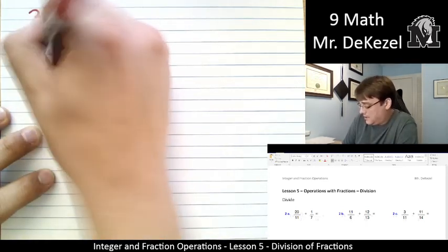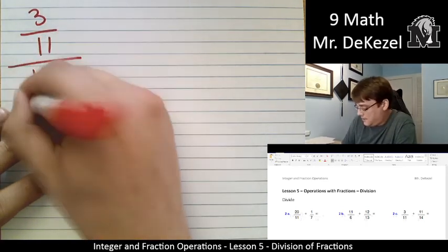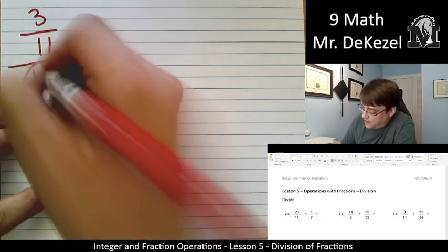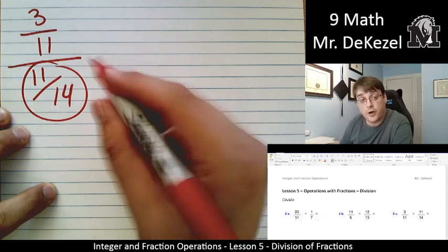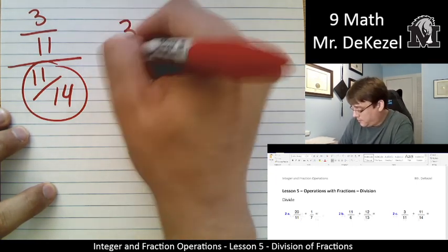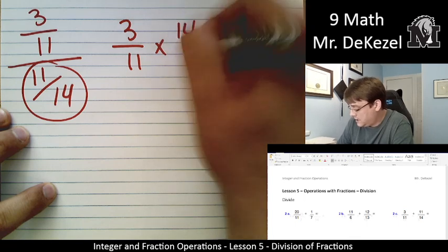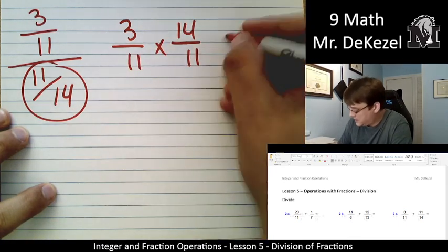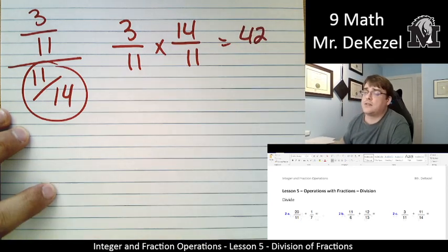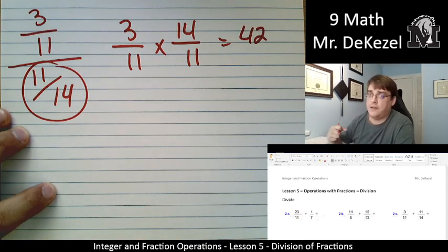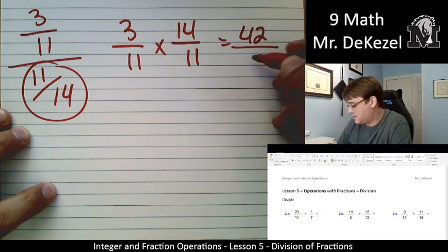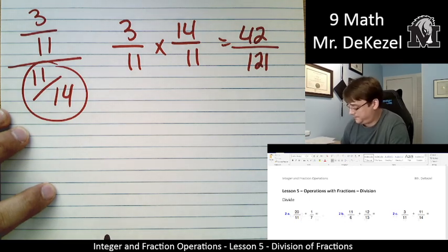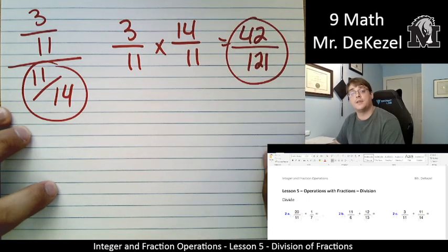So we've got 3 elevenths divided by 11 fourteenths. So we recognize that this is the denominator of our fraction. We're going to flip it over and multiply. 3 over 11 multiplied by 14 over 11, right? I took 11 over 14 and flipped it over. 3 times 14 is 42. That's 14, 28, 42, and then 11 times 11. This is a common one and one of my favorites, 121. Okay, so there is our answer for that problem.